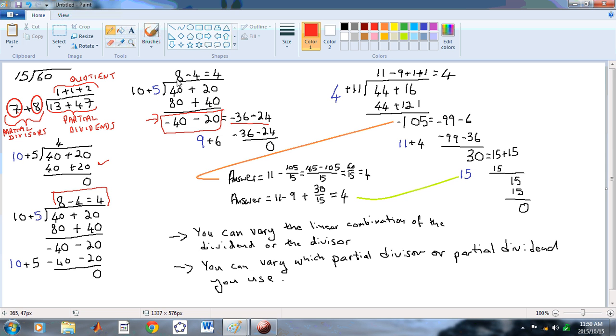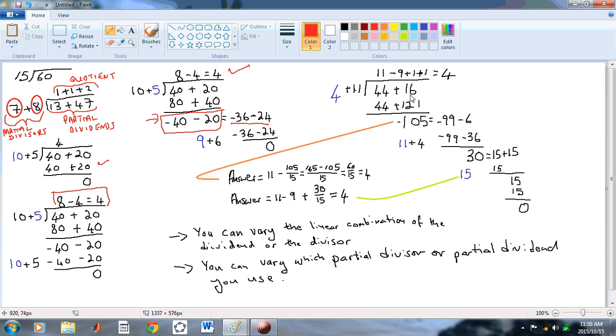So you can mix your partial divisors and your partial dividends, and you can even change them completely, as long as they're equal to the original thing that you've got left over, okay? As you can see here, I start off with 5, and I say it goes into 48 times, and I multiply out, and I get this answer, and then I just choose a completely new set of partial divisors. 9 plus 6, which is 15, right? And then I say 9 goes into minus 36 minus 4 times, and so on, and I still get the same answer, which is 4.